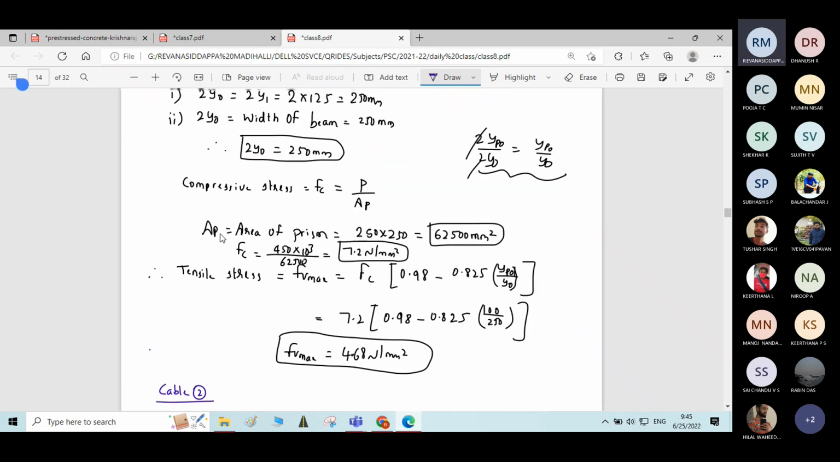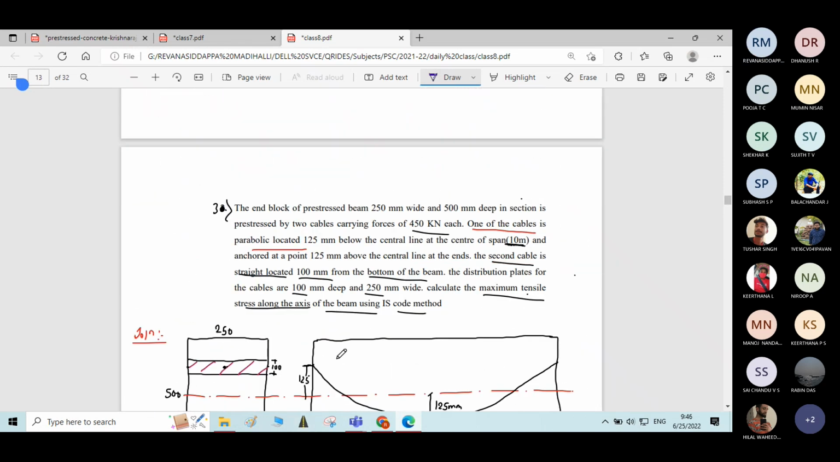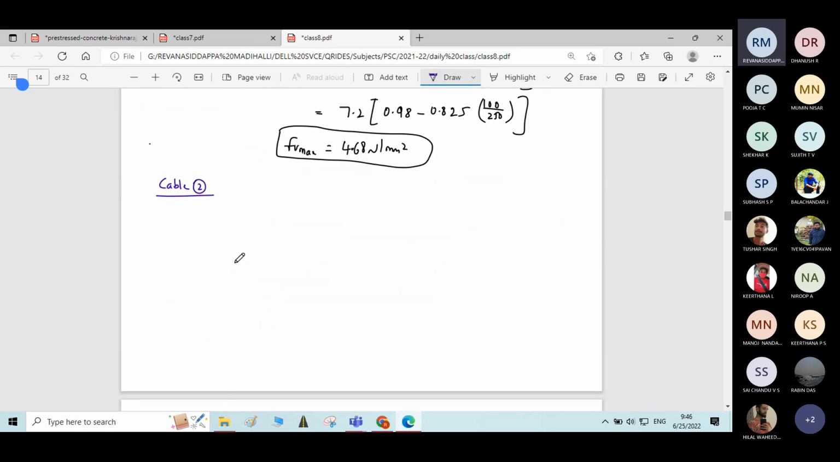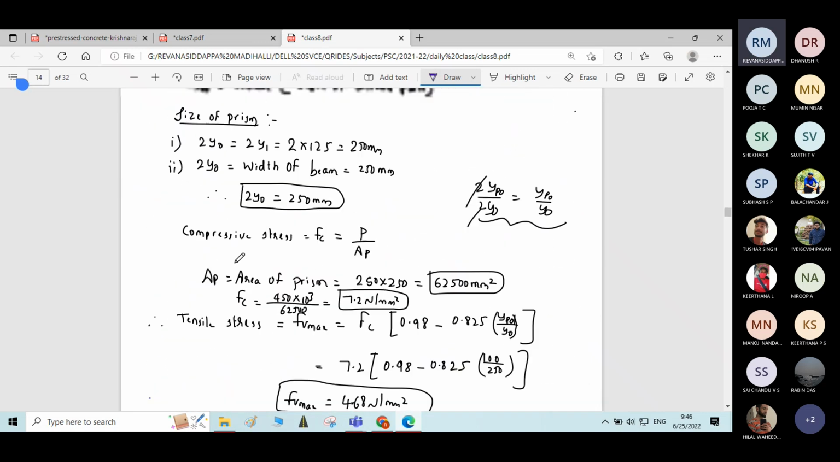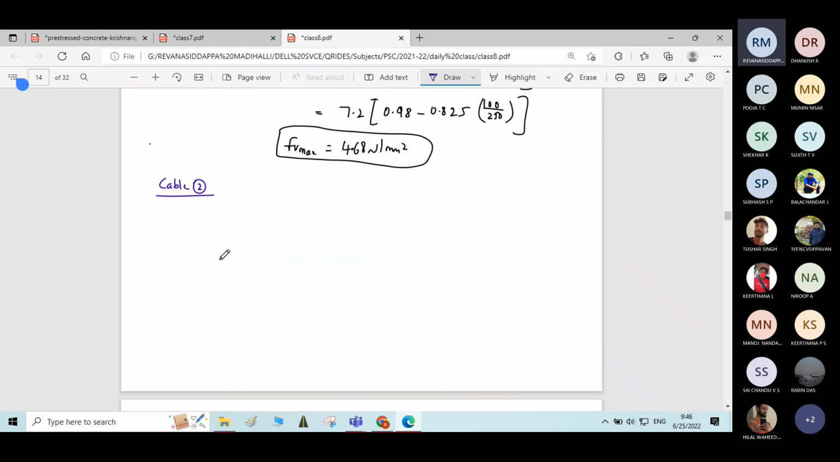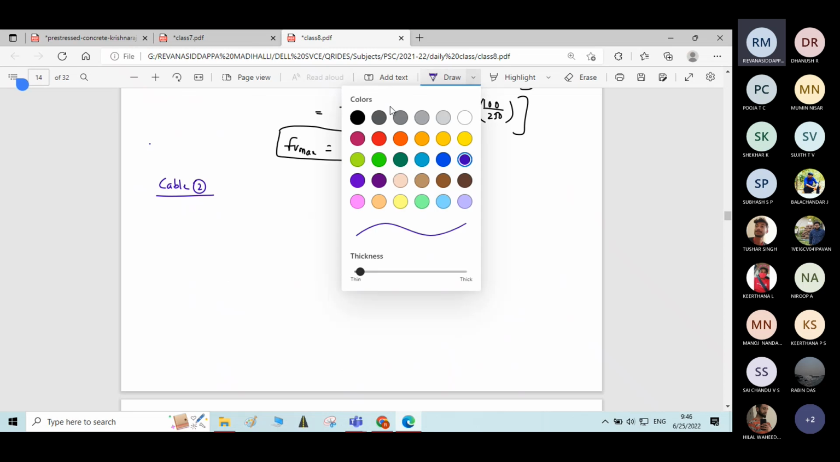Now we have calculated the tensile stress in cable 1. Now we will calculate the tensile stress in cable 2. Same procedure, we have to follow the same procedure only. The plate dimension is the same only.